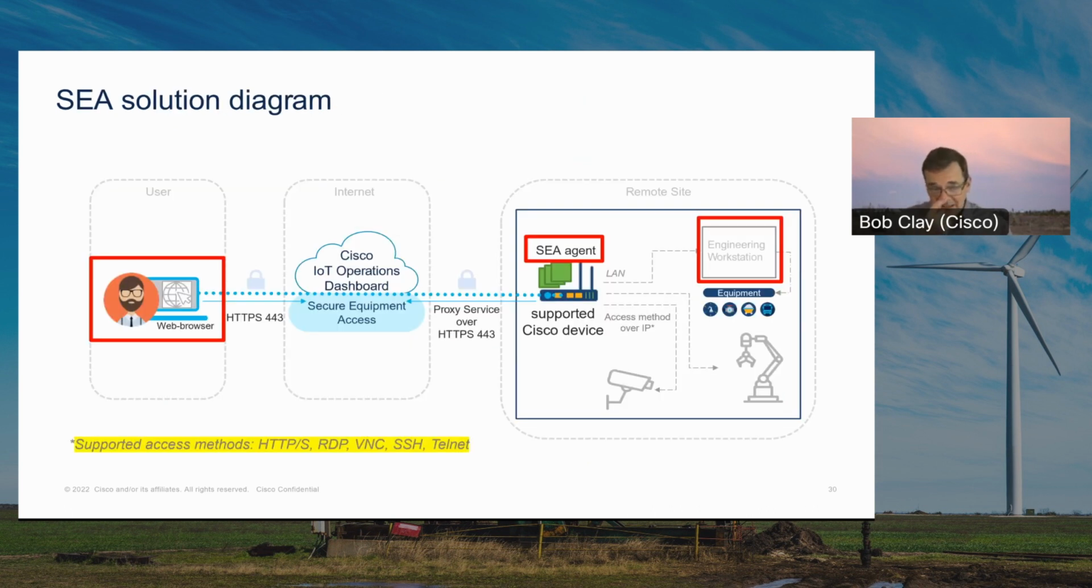So SEA is an agent that can run on the router. Again, it stands for Secure Equipment Access. In this picture, you have the person on the left. He's connecting through a router, over the internet. By the way, he connects to the cloud. All connections go to the cloud. That's where the security happens. You have to access the cloud and have appropriate credentials, and then you're tunneled into the SEA agent in the device, and then you can manage the workstation. And the basic version of SEA, you can use HTTPS, RDP, VNC, SSH, or Telnet. In this case, I believe he's using VNC to access that workstation.